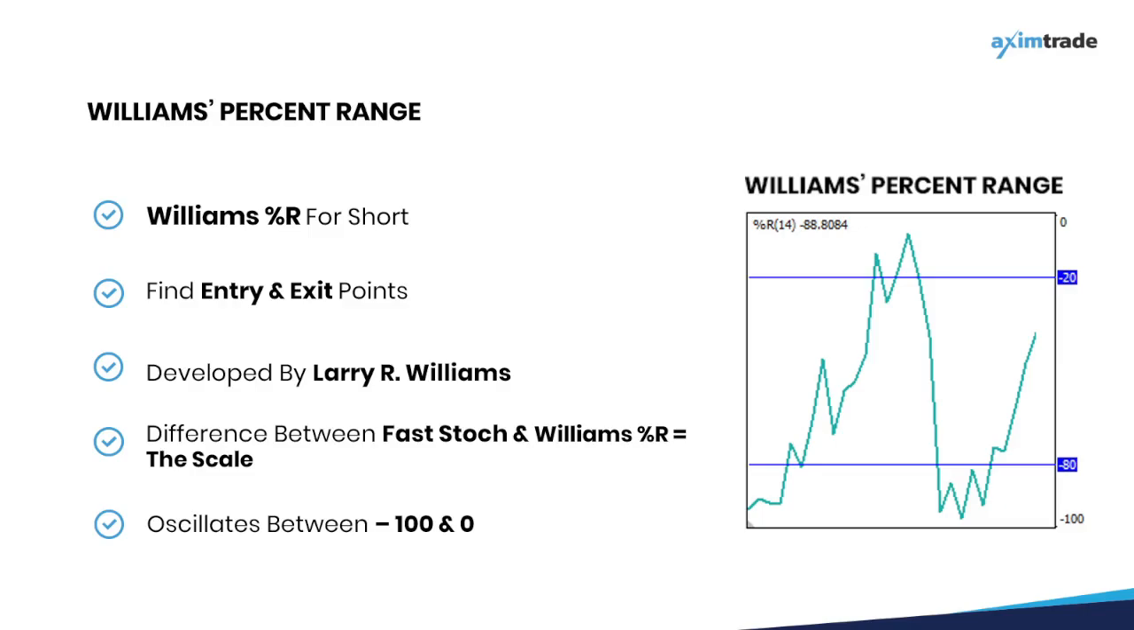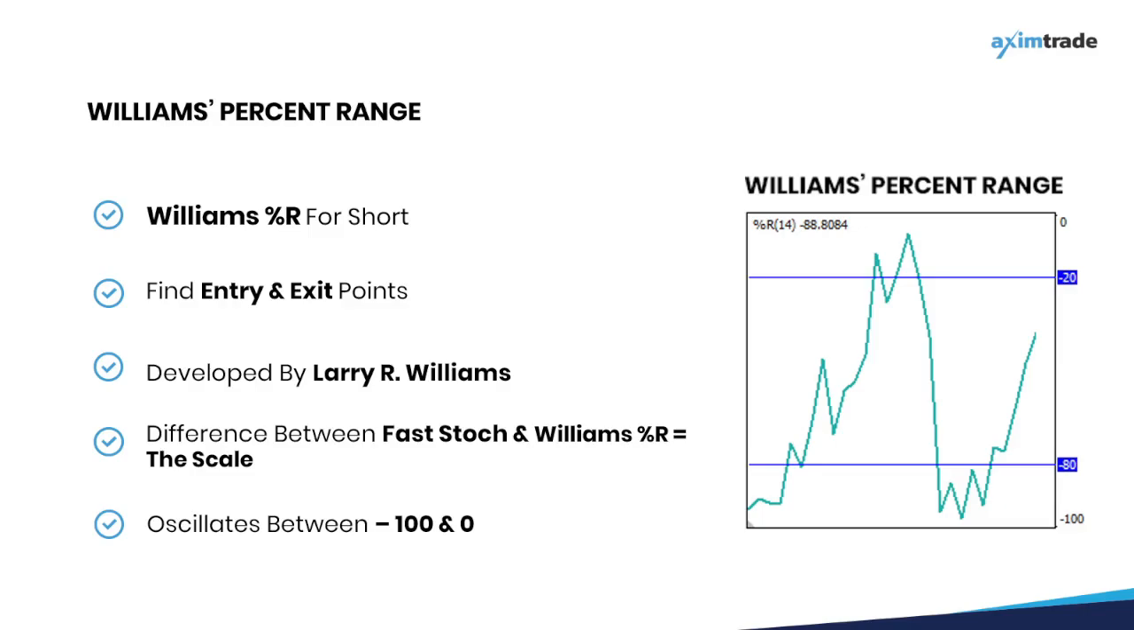The indicator was developed by well-respected trader Larry R. Williams. The Williams percent R indicator is part of the oscillator family of technical indicators and is similar to the fast stochastic oscillator, but the only difference between the two is how the indicators are scaled. The stochastic indicator oscillates over time within a band between the 0 and 100 level, while the Williams percent R indicator oscillates over time within a band between the -100 level and 0 level.